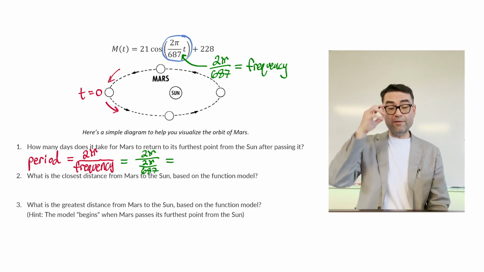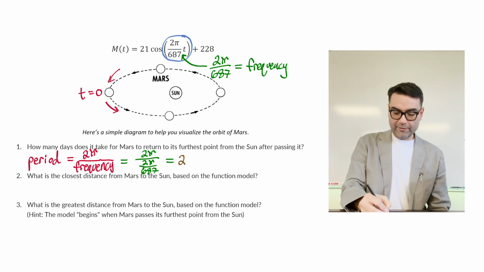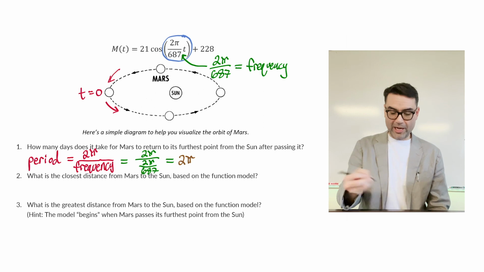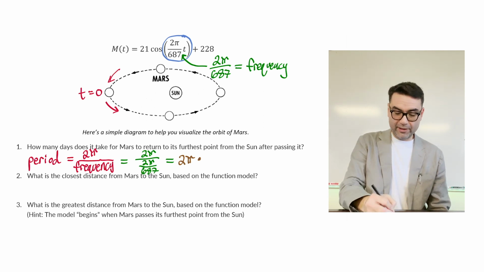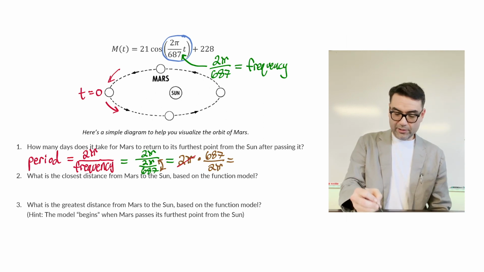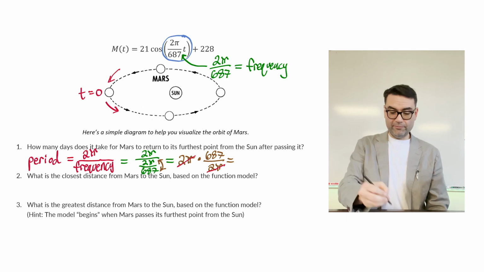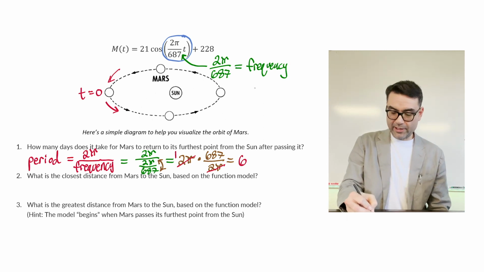Now, recall that when you divide by a fraction, you're actually multiplying by its reciprocal. This would be equivalent to this product. We could do 2 pi times the reciprocal of 2 pi over 687, the reciprocal of this expression here, so that'd be 687 over 2 pi. We get a very nice period. The 2 pi factors cancel and leave behind a 1, and 1 times 687 is 687.